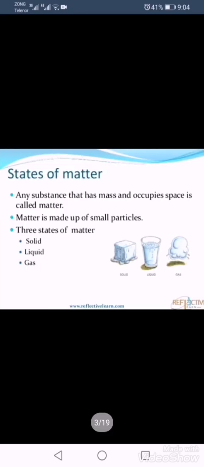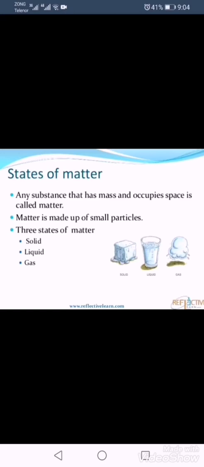Today we will start a new chapter, that is atoms, molecules, mixtures and compounds. Our first topic is what is matter. Any substance that has mass and occupies space is called matter. And matter is made of small particles. All the things around us that are present in the form of solid, liquid or gas are matter.